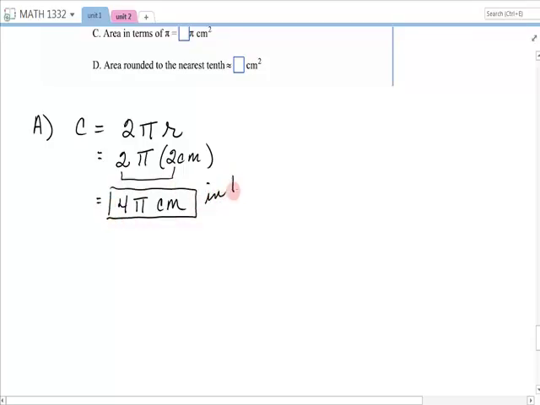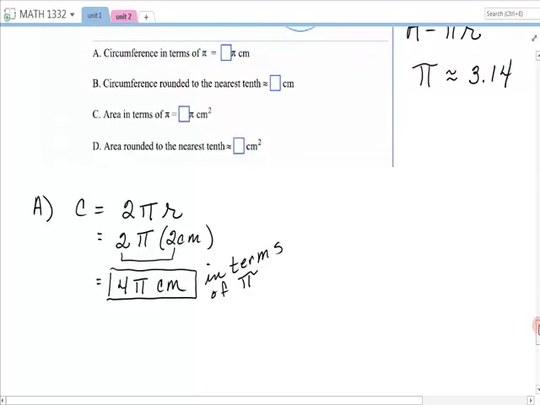in terms of pi. Now MATLAB, actually, let's take a look up here. I don't like this, but it's what it did. If you could see that, it says circumference in terms of pi is blank pi centimeters. You're just going to type in a 4. And they kept the pi for you.